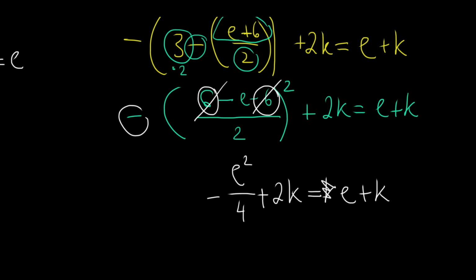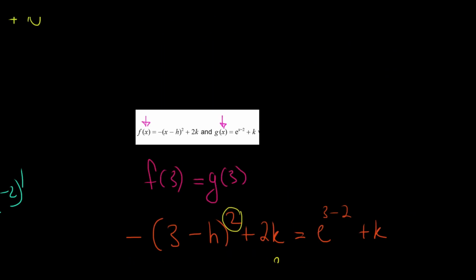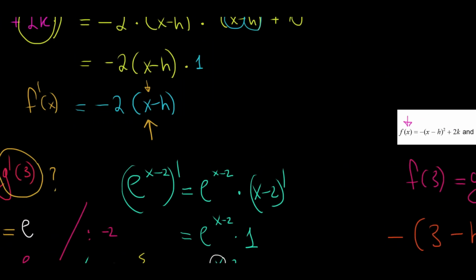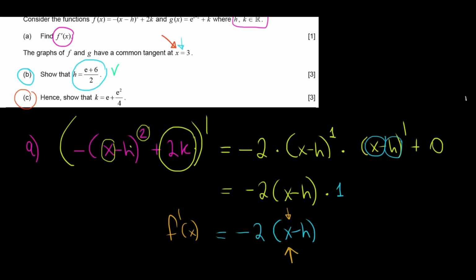I have to make k the subject, so to do that I would like to group 2k and this one over there. 2k minus k will be k, and then I would like to group this one to the right side, so I'll be having e plus e squared over 4. This concludes the question. I'm checking if I did it right. Over here they said that I should prove that k equals e plus e squared over 4. Yes, that's what we did. We are done. Hope this all made sense.